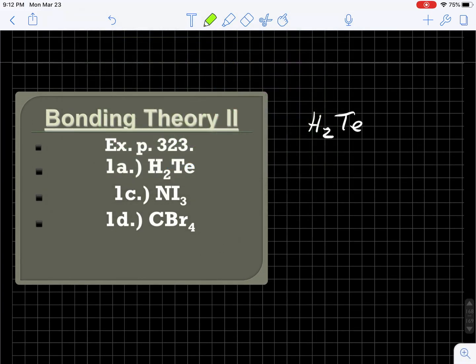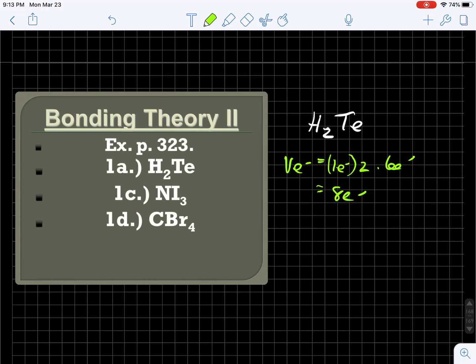All right, so we'll come back to our little example. First thing I'm going to do is my budget. So valence electrons, 1 for each of the hydrogens. So 1 valence electron times 2 hydrogens plus 6 for the tellurium. That means I have 8 electron dots to work with.